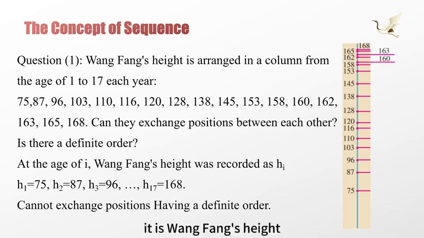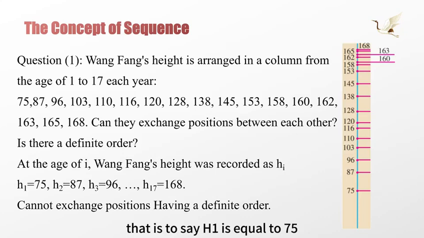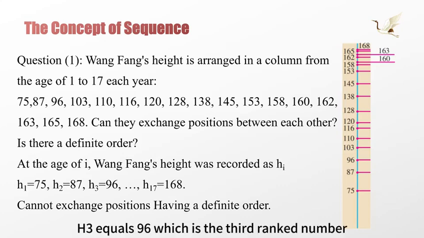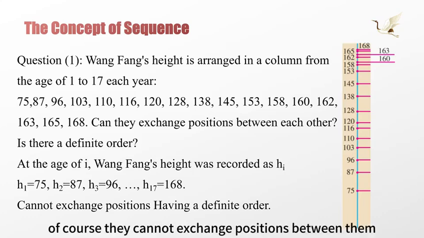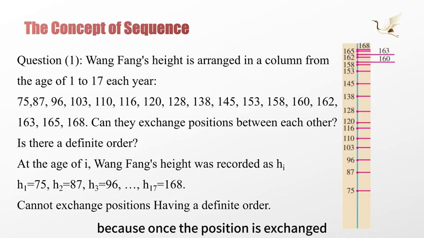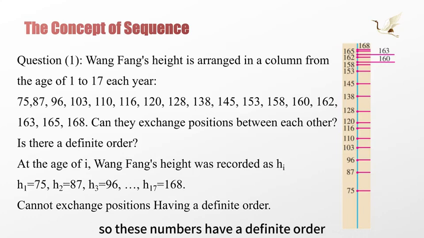When i equals 1, it is Wang Fang's height h1 at the age of 1, which is 75. Similarly, h2 equals 87, h3 equals 96, until h17 equals 168. The i in h_i reflects the determined position, that is to say, h1 equals 75, which is the number ranked first. h2 equals 87, which is the second number. h3 equals 96, which is the third ranked number. Until h17 equals 168, it ranks 17th. Of course, they cannot exchange positions, because once the position is exchanged, the meaning it represents is completely different. So these numbers have a definite order.